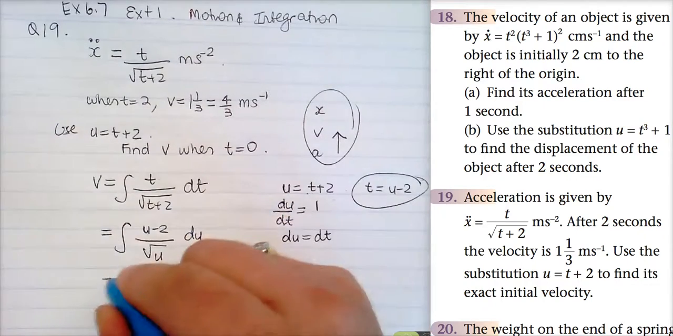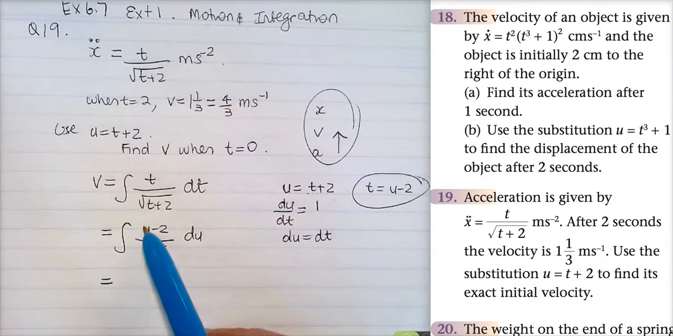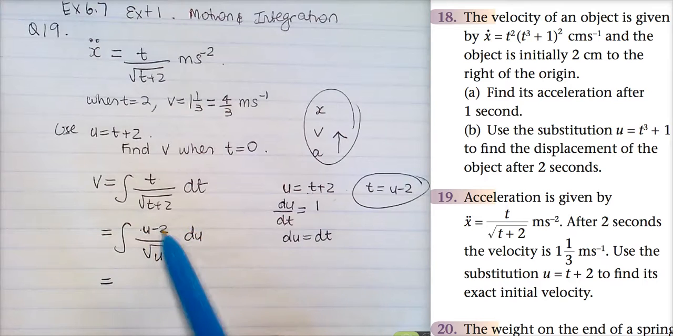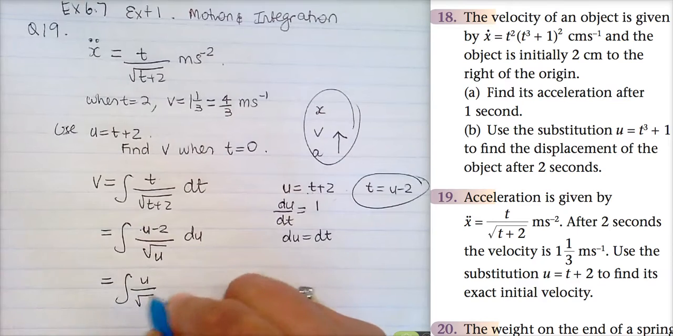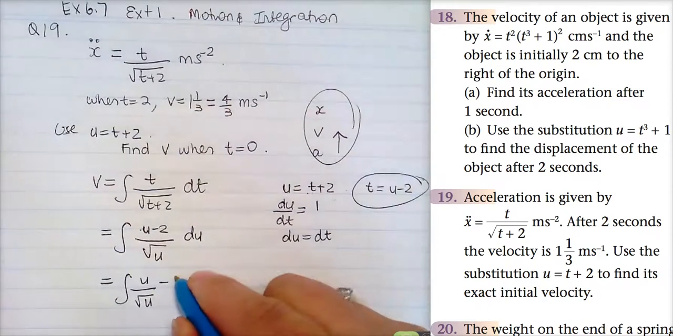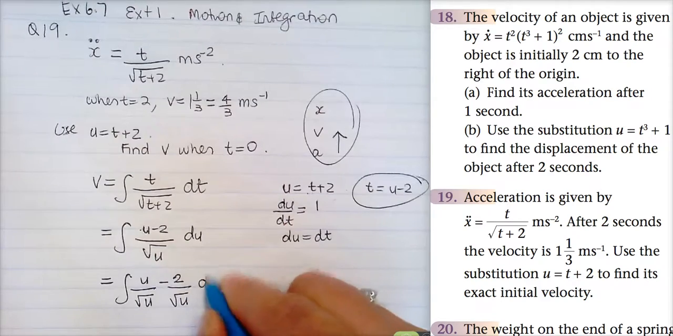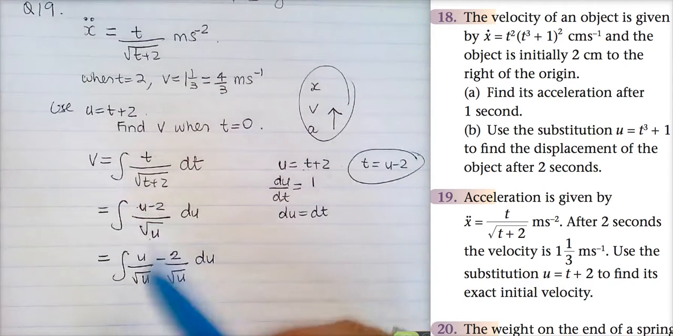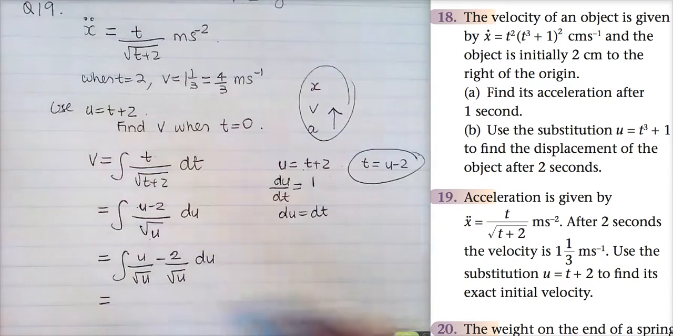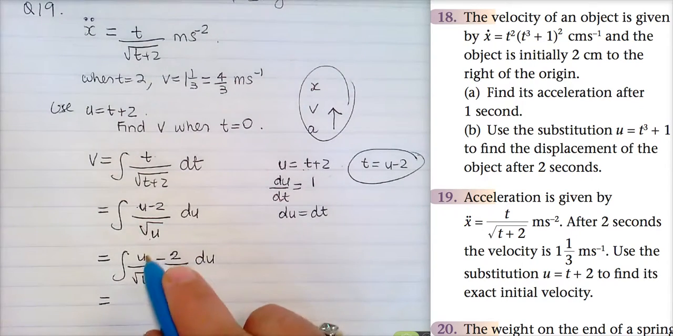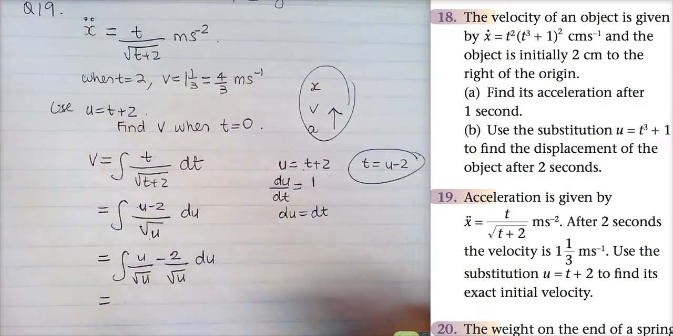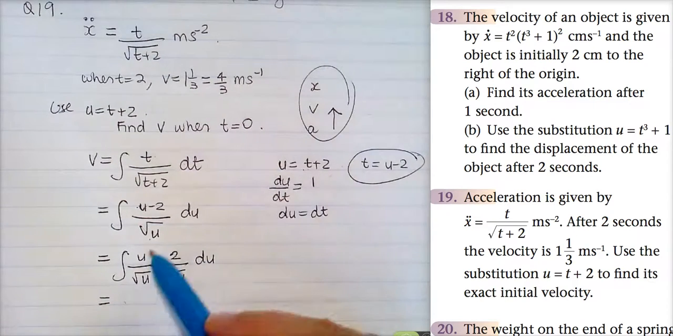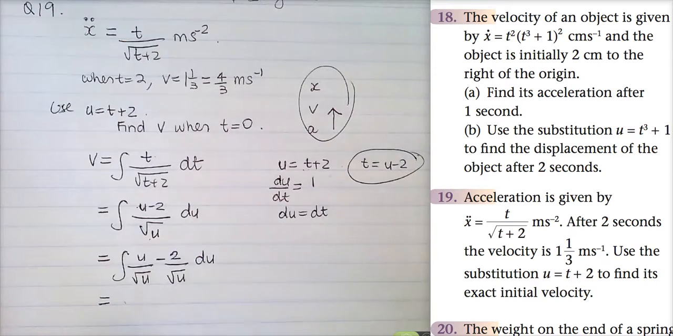Now, the other thing that people forgot to do is to break this up. The common denominator is root u. So it's u over the square root of u minus, break it up, 2 over the square root of u du, because there's no such thing as quotient rule for integration or anything like that. So you need to have them as 2 separate terms. So now what does that become to integrate? That's u to the what over u to the what? What's u on root u? It's root u.